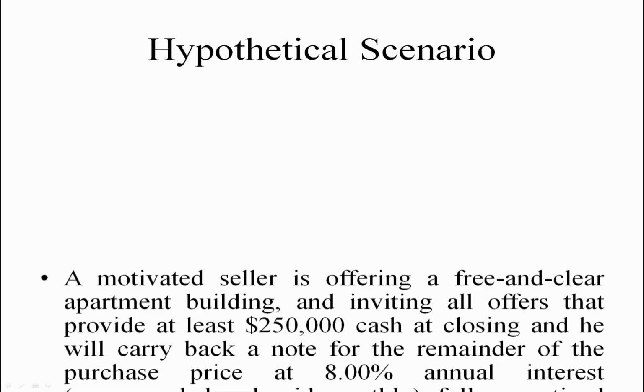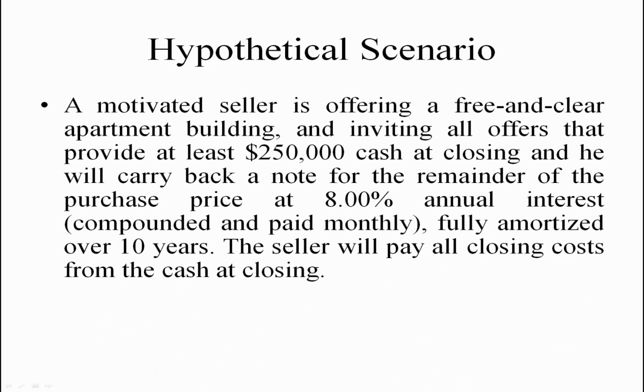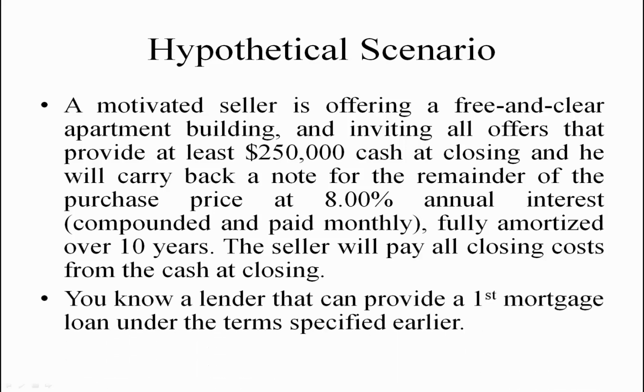Hypothetical scenario. A motivated seller is offering a free and clear apartment building and inviting all offers that provide at least $250,000 cash at closing, and he will carry back a note for the remainder of the purchase price at 8% annual interest, compounded and paid monthly, fully amortized over 10 years. The seller will pay all closing costs from the cash at closing. You know a lender that can provide a first mortgage loan under the terms specified earlier.